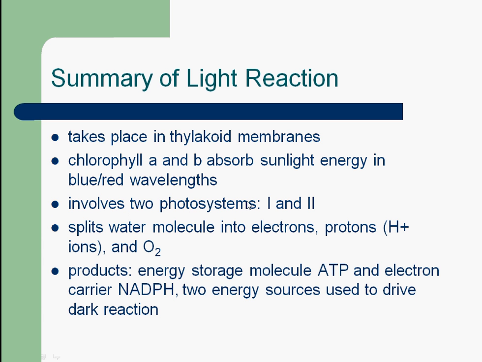It involves 2 different photosystems, photosystems 1 and 2. And these are large molecules that are found within the thylakoid membranes. It splits water into electrons, protons, and oxygen, as I stated previously. And then the products are ATP and then an electron carrier that we call NADPH. And these are the 2 energy sources that will be used to drive the dark reactions.